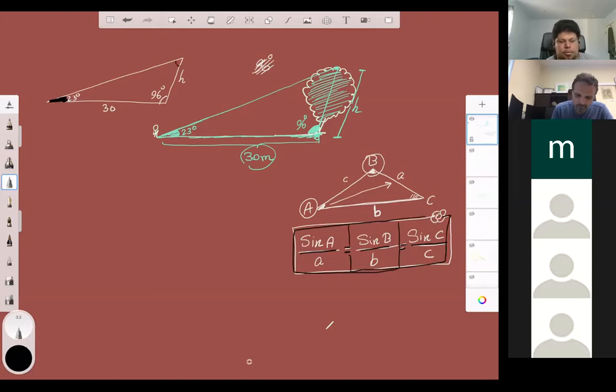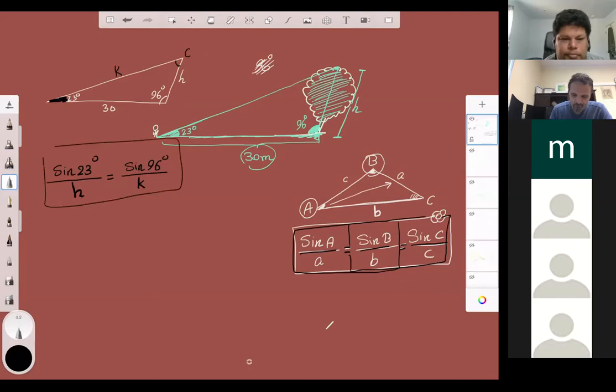So I'm going to call this one c. Can I write sine of 23 degrees divided by H equal to sine of 96 degrees over, I'm going to call this one K? Can I solve for H here? I mean, we have one equation, but we have two unknowns. K is unknown, also H is unknown. So that's not going to work.